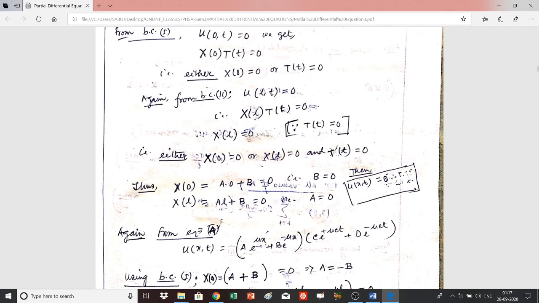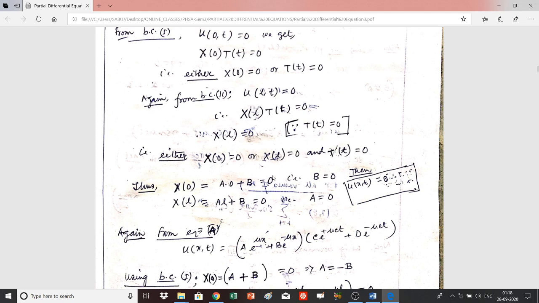In that case we also obtain X(L) is equal to 0. Okay, so X(L) is equal to 0. In the first case, X(0) was 0, then X(L), the value of X at L, was also 0, and T is a function of t. So all these things are 0.